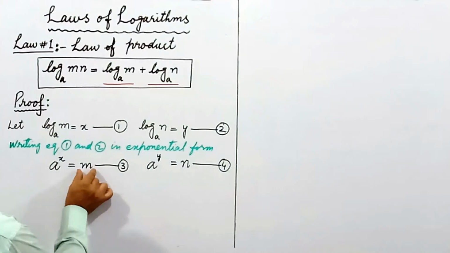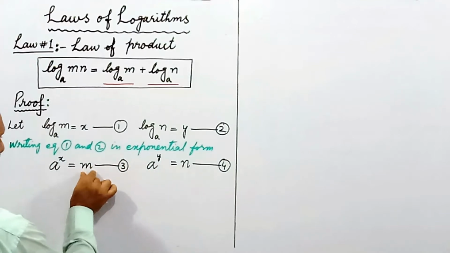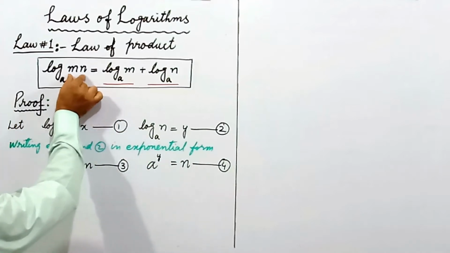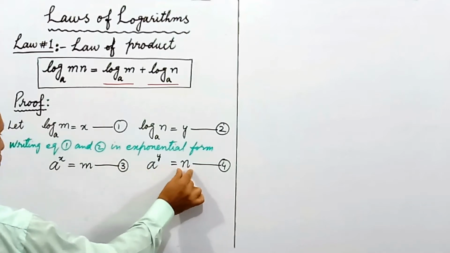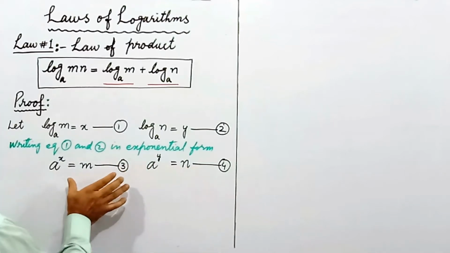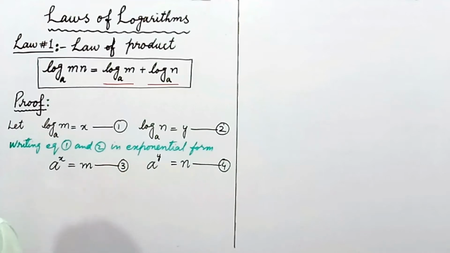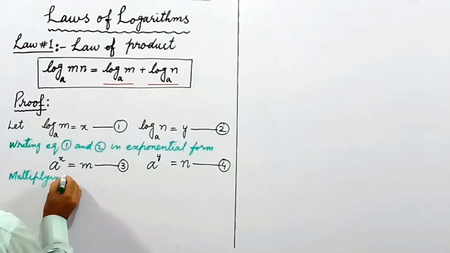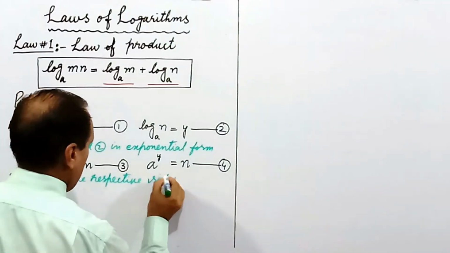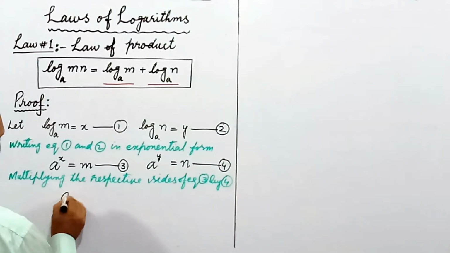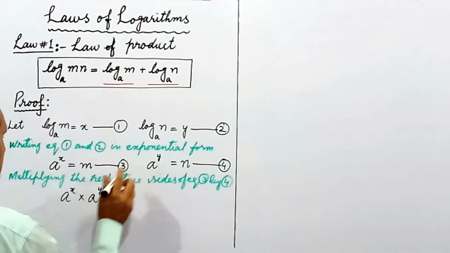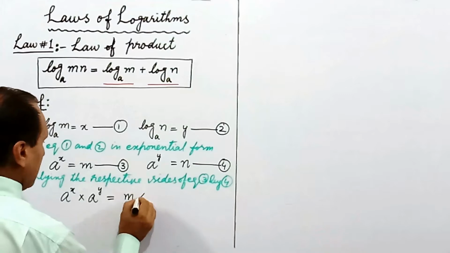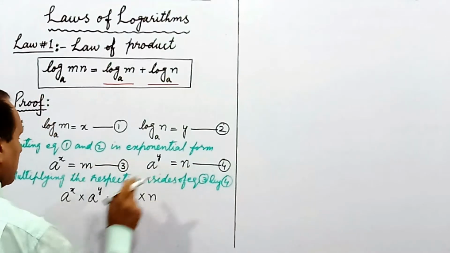As you observe, the right hand side of these two equations are m and n, and in the requirement we have m and n in product. So if we multiply these two, m and n, it means we have to multiply the respective sides of the equation. So multiplying the respective sides of equation 3 by 4, we have a raised to power x multiply a raised to power y. The left hand side is multiplied with the left hand side, equal to m multiply n. The right hand side is multiplied to the right hand side.